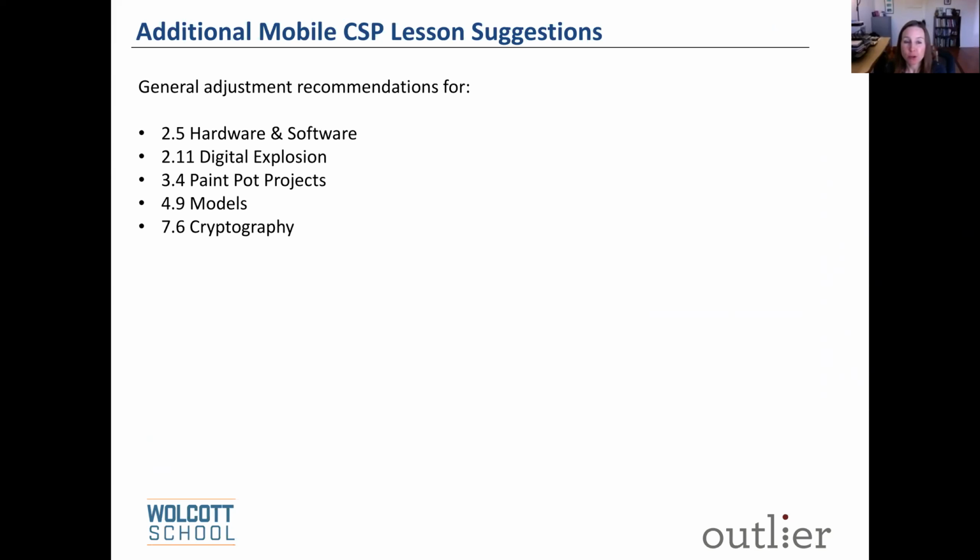We also wanted to note that we were able to look at a few other mobile CSP lessons as well. I've listed some of these on the screen here. As we were looking at these, we were mostly looking for those activities that tend to continually pop up in different types of lessons. Many of the recommendations we provide in the lessons you see here are related to things such as collaboration, reading, writing, and language. Those are things you're going to find in any computer science classroom.